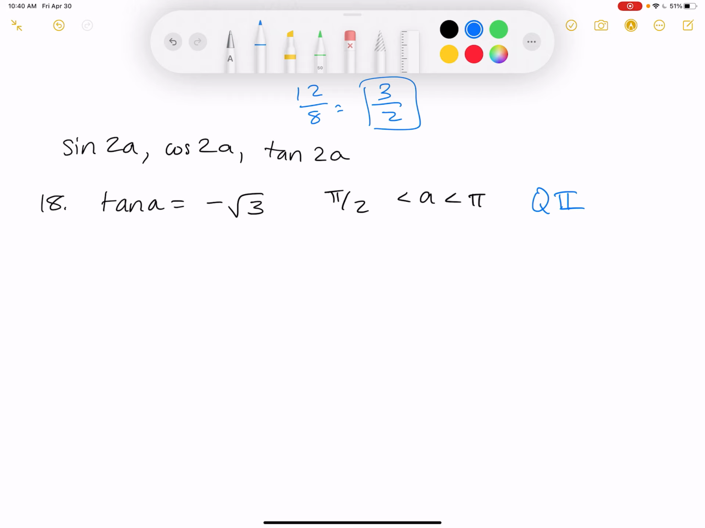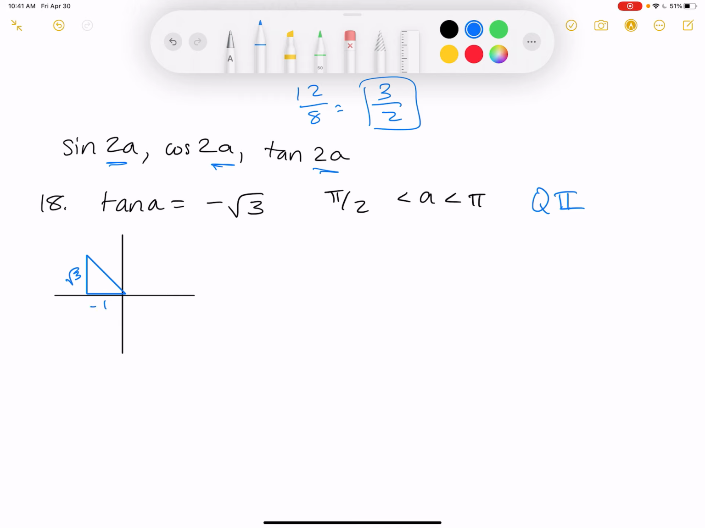Wait, so it's like the exact same thing we did a minute ago, but just tangent? Well, no, these are the double angle ones now. All right, so it's in quadrant 2. So the bottom one is -1 and then root 3. Would it be negative ones? Yes, I thought I had written it.